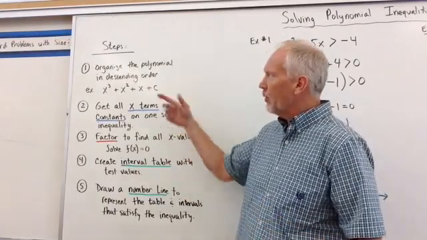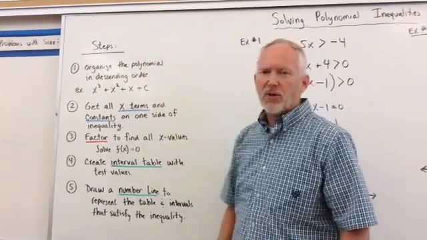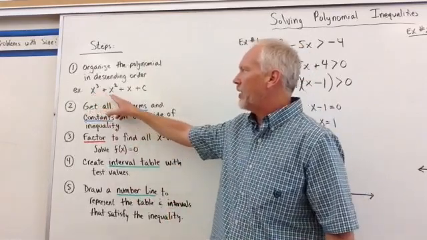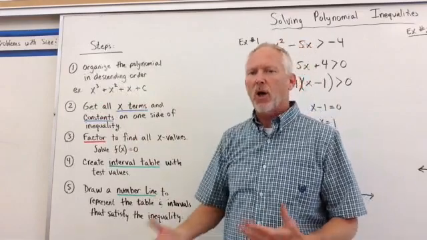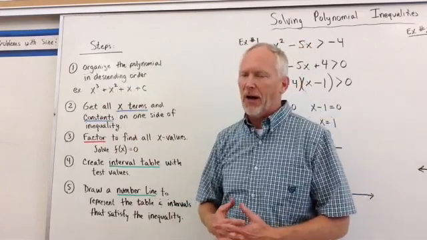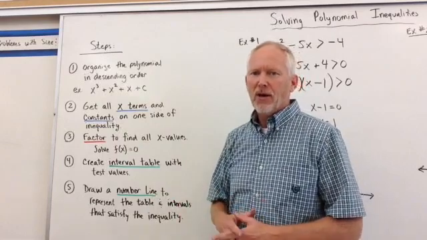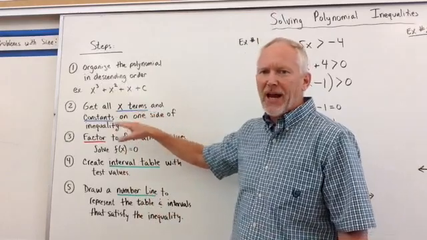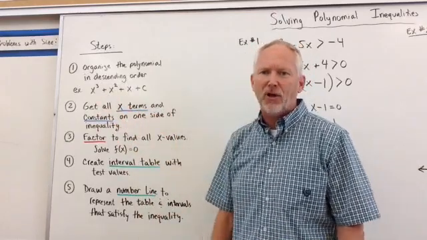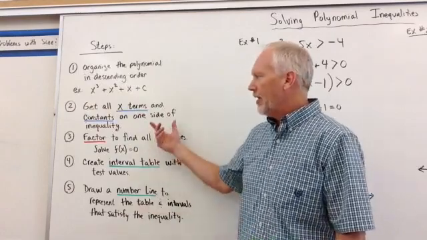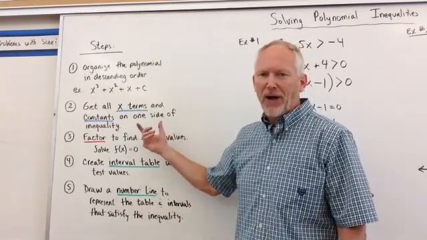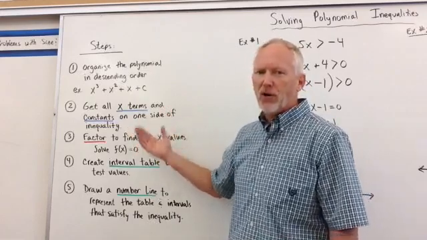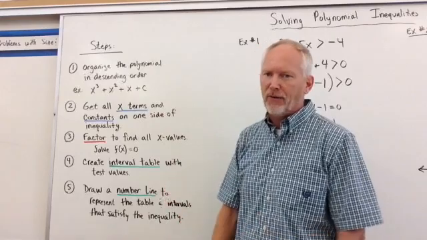Okay, so first thing we have to do is organize the polynomial in descending order. So for instance, x cubed, x squared plus x plus c. That will help us with factoring and a lot of different things that come about with organizing them in descending order. Next thing we want to do is get all of the x terms and the constants over to one side of the equation if possible. Again, that will help set us up for factoring, and we're starting to recognize where things are either greater than 0, positive values, or negative values.